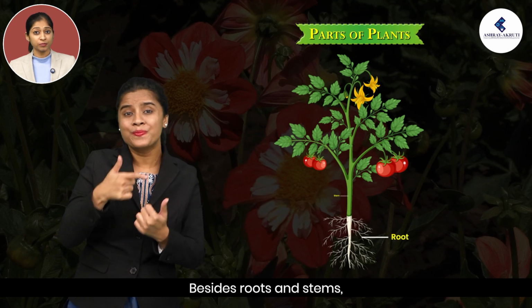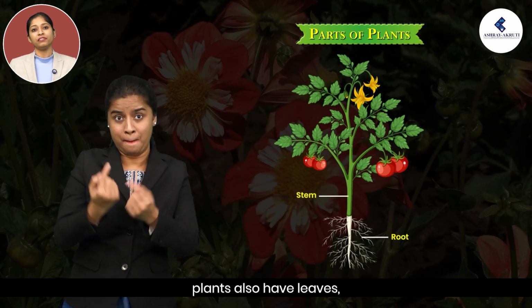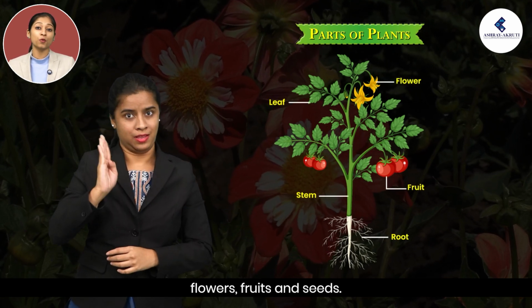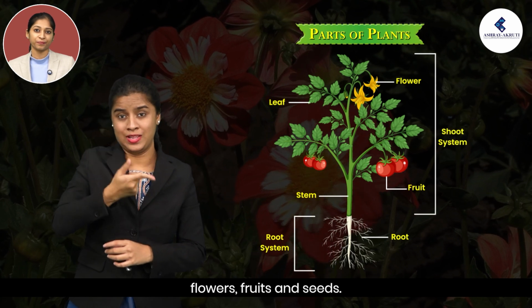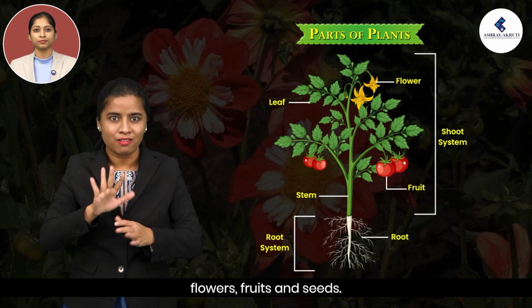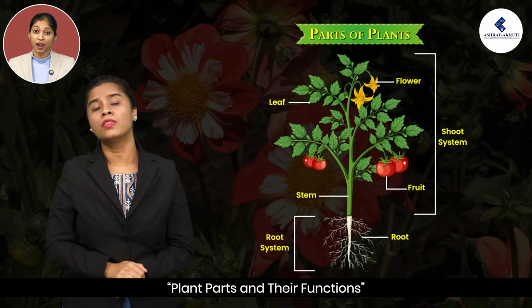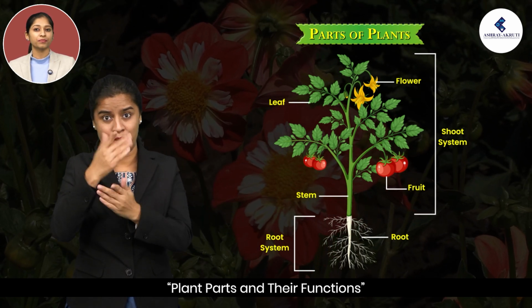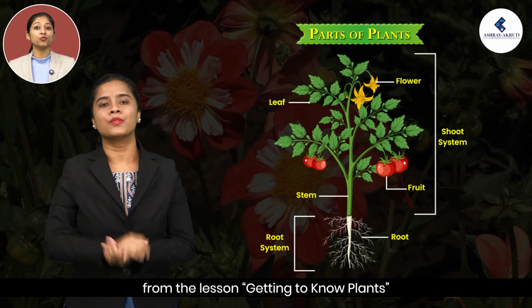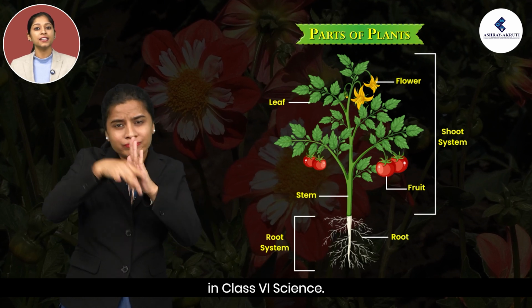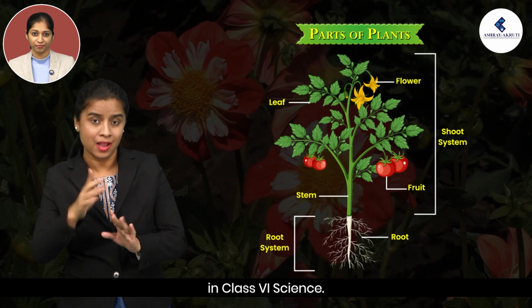Besides roots and stems, plants also have leaves, flowers, fruits, and seeds. Today, we are here to discuss the topic plant parts and their functions from the lesson Getting to Know Plants in Class 6th Science.